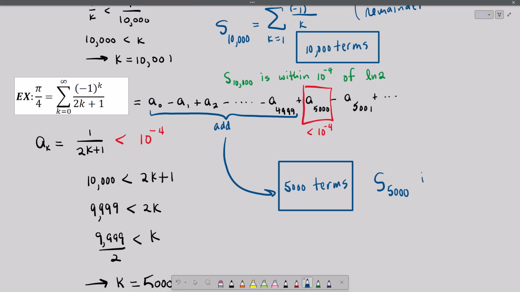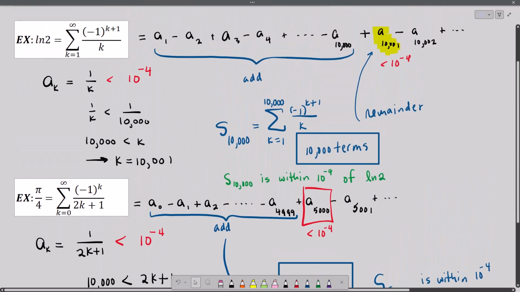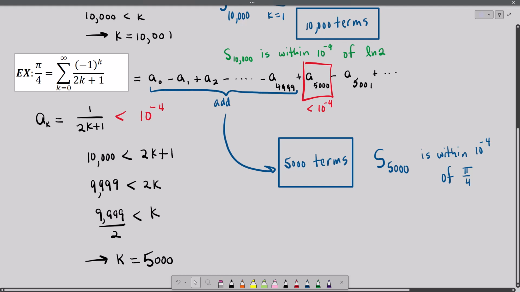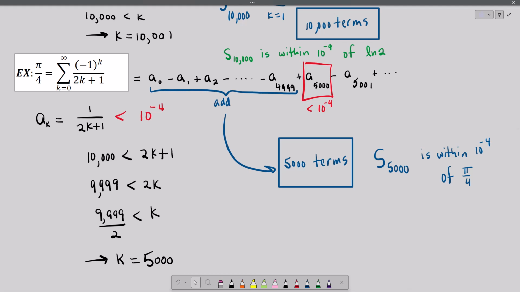S sub 5,000 is within 10 to the negative 4 of pi over 4, because this series converges to pi over 4. So same process up here. Whatever the term is that's our first term that's less than our error threshold, we add up everything in front of it. This one started at 1 and ended at 10,000, so that's 10,000 terms. This started at 0 and ended at 4,999, so that's 5,000 terms.